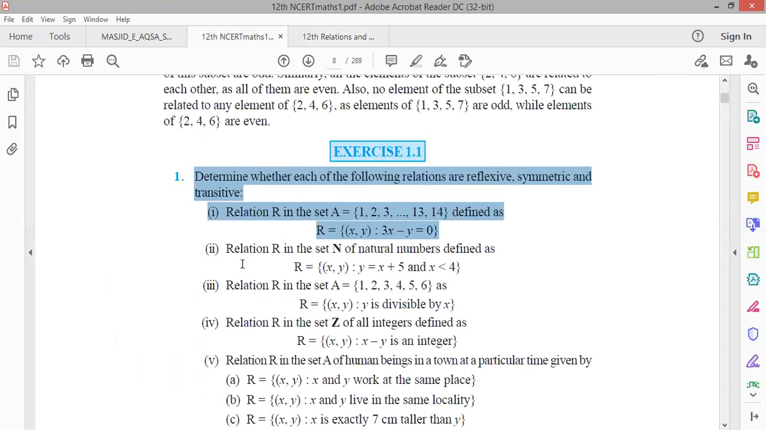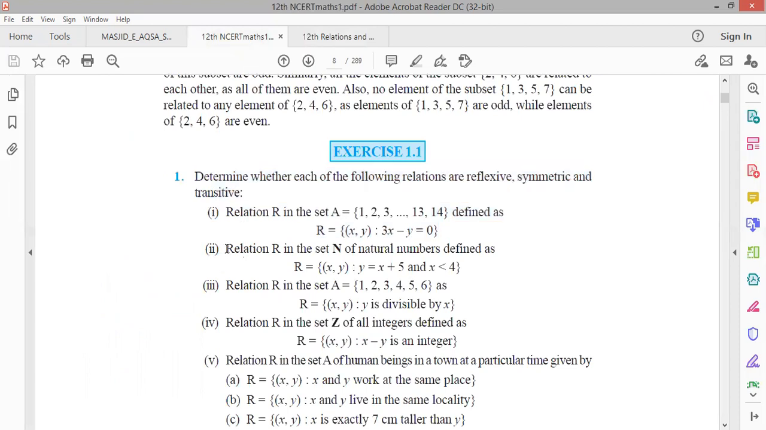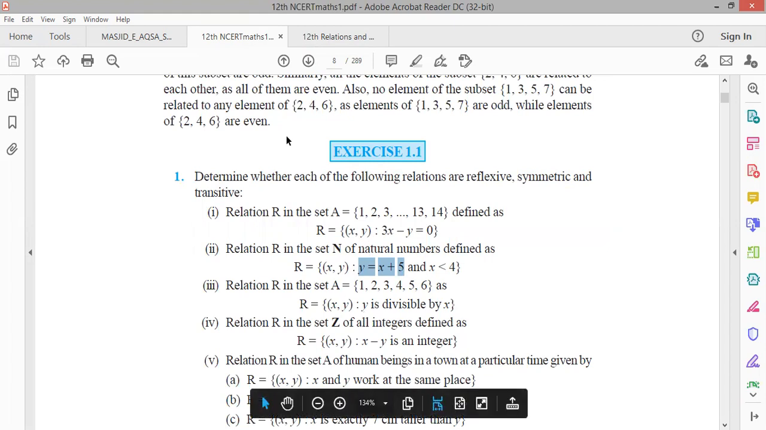Similarly, let's go to the next part of this question, that is a relation R in the set N of natural numbers defined as y is equal to x plus 5, where x is less than 4. That means in the domain, we will have to go up to 4, not including 4. So these are actually the natural numbers. That means we have to take the value of x as 1, 2, and 3. So y will be calculated accordingly.